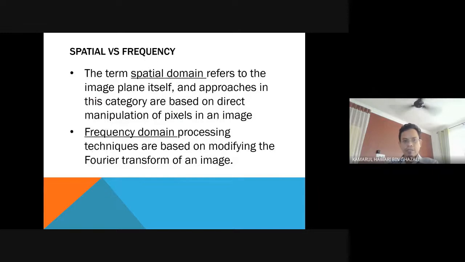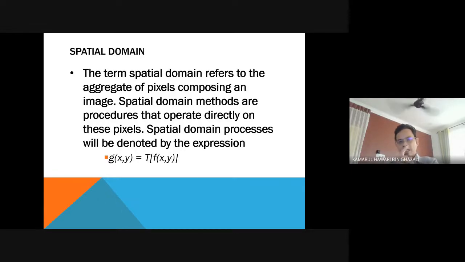Okay, the term spatial domain refers to the image plane itself, and approaches in this category are based on direct manipulation. Frequency domain processing techniques are based on modifying the Fourier transform of an image, modifying the Fourier transform. Okay. Now we are focusing on this spatial domain, direct manipulation, before we go to the frequency domain.